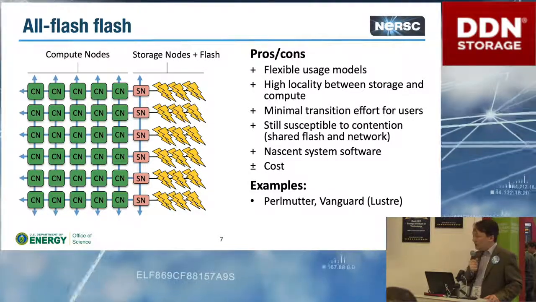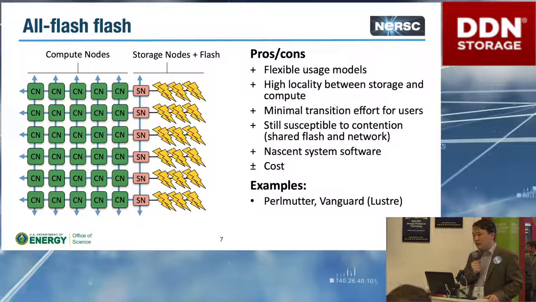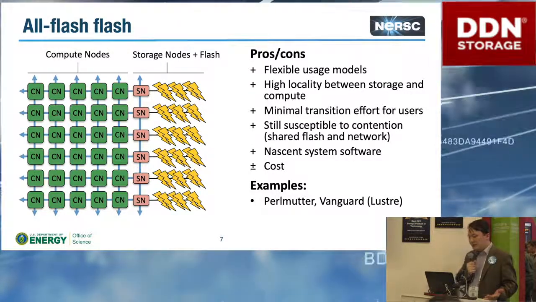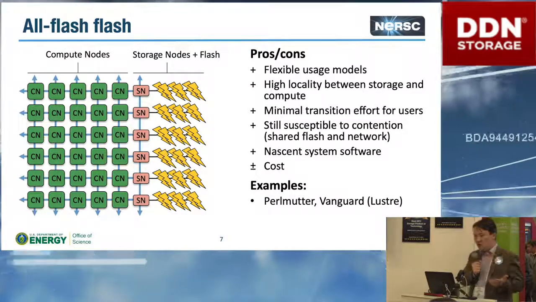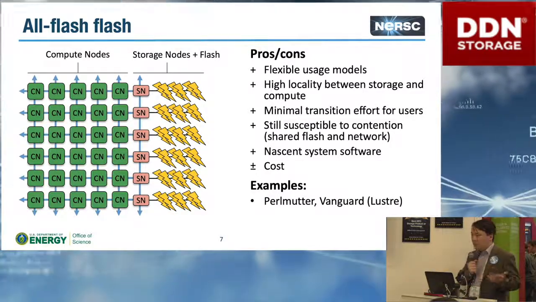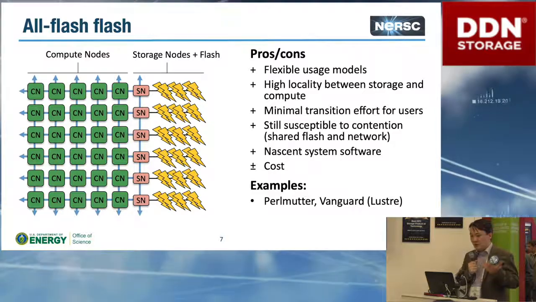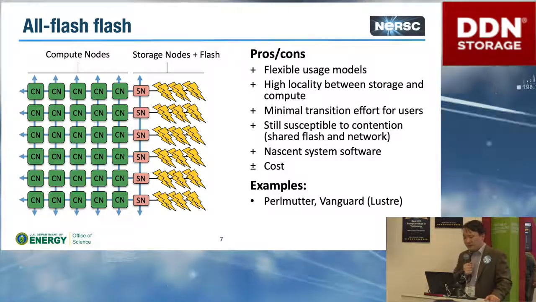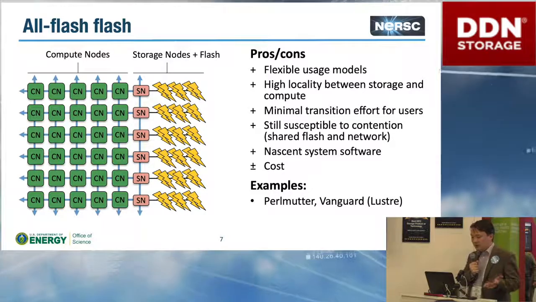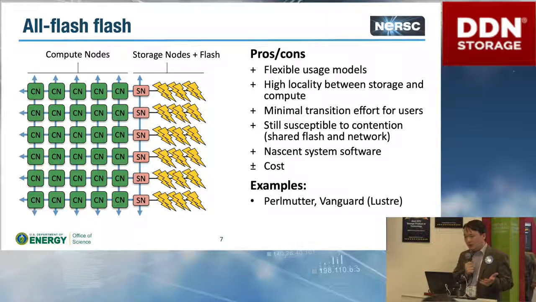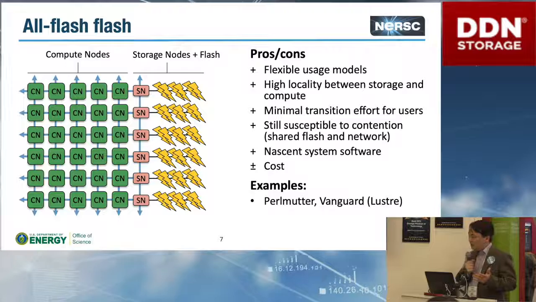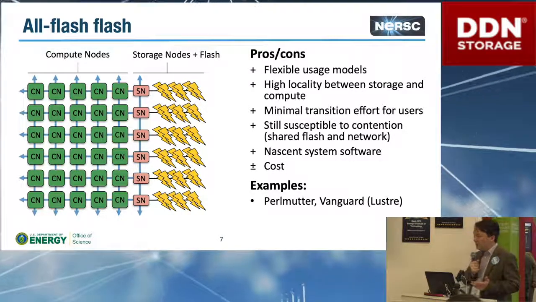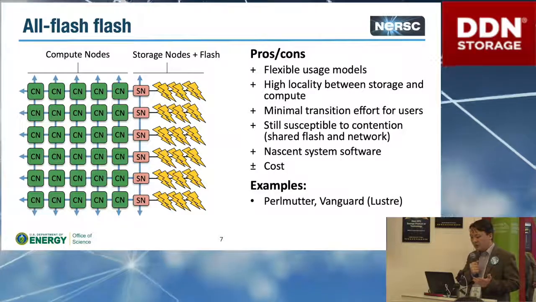And this has many of the same benefits that we talked about before in the fabric attached flash. So there's very flexible usage models. In the particular case of just installing Lustre directly on the flash, it looks no different than a parallel file system as it's known to users today. So there's minimal transition effort, but a downside is it does still make the system susceptible to jitter because your I/O traffic is traversing the same network as your compute traffic. So having good quality of service is kind of essential to make this really successful.